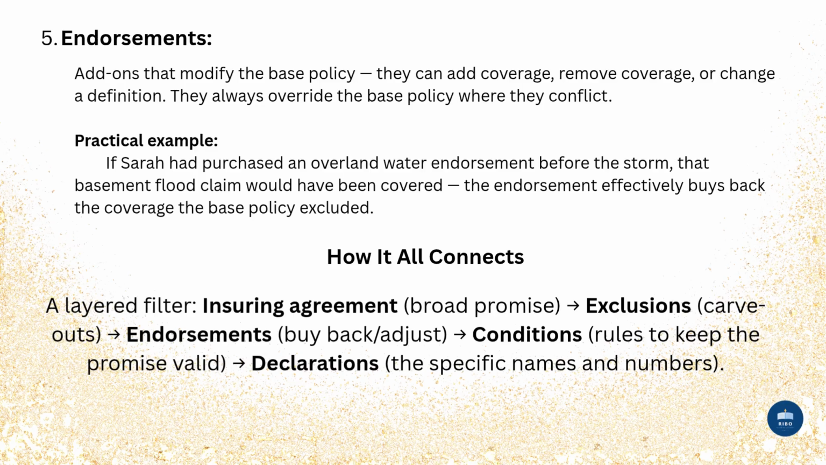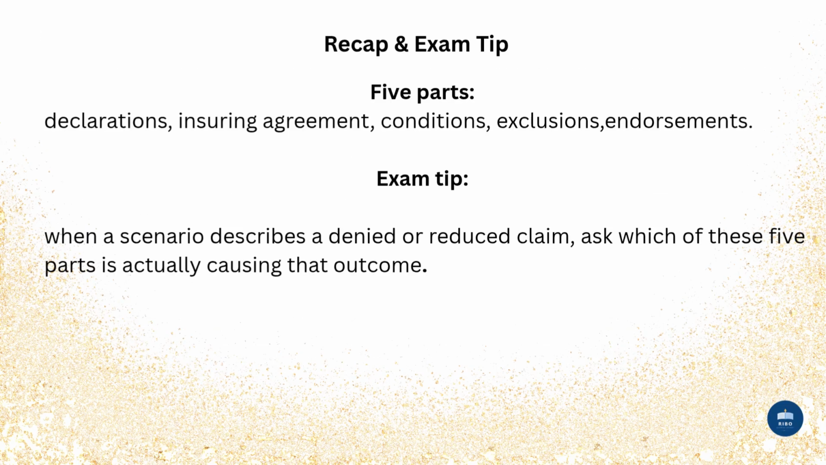Conditions were the rules she had to follow to keep her wind claim valid, like preventing further damage. And the declarations page is where all of this became personal to her: her name, her address, her limits, her deductible. Let's recap. Declarations page, the summary and numbers. Insuring agreement, the core promise. Conditions, the rules both sides must follow. Exclusions, what's carved out. Endorsements, how you add things back in or modify the policy.